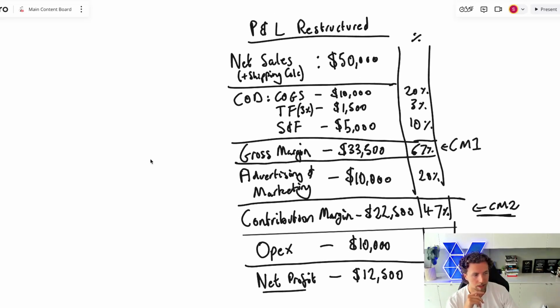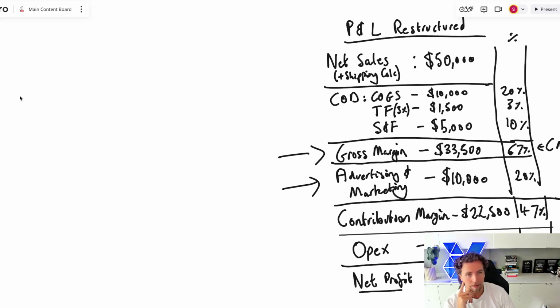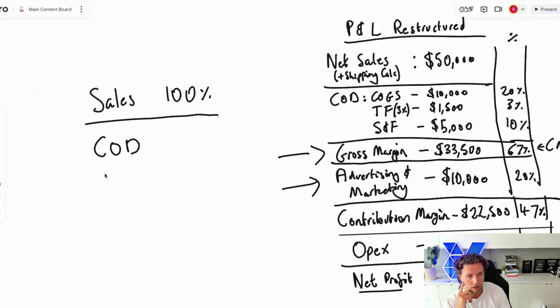Now, how does all this tie into marketing? Why are you learning about a P&L structure within a marketing-based video? The reason for this is because you have to know what the gross margin is of a business to have any idea what you can spend on advertising and marketing. That is just a baseline requirement. And the reason for that is that we can further simplify this down into just percentage points. And so we can go, you have sales, which is obviously 100%. You then have cost of delivery. You have marketing.